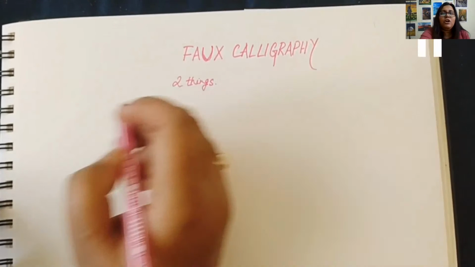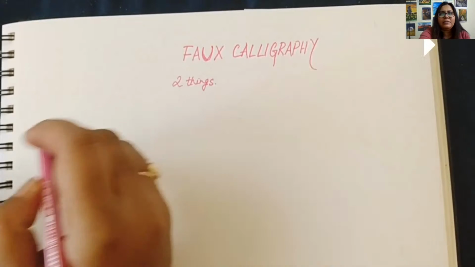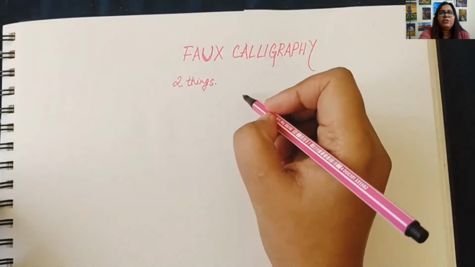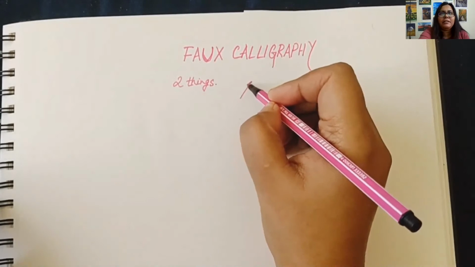So we will first talk about the two basic things that are there in faux calligraphy. What are the two basic things? Just see the screen, see the movement of my hand and you will know that. There are two basic things to keep in mind.